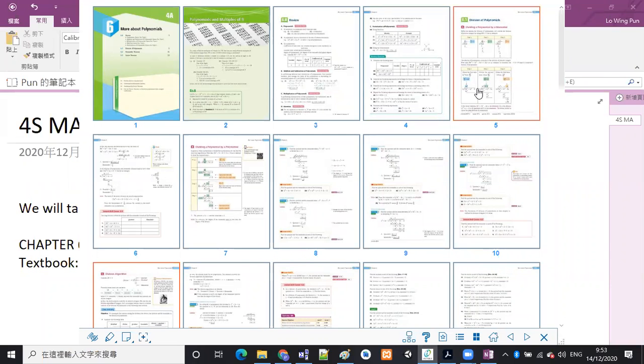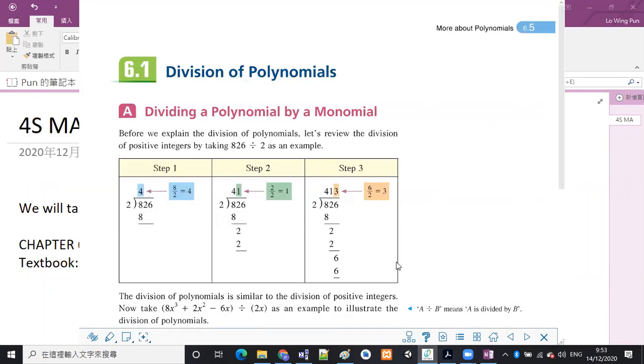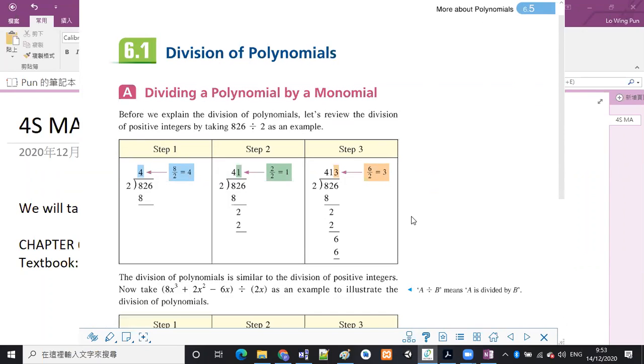So let's start from page 5. Page 5 is the first section in this chapter. This one is actually a very easy one. This chapter will be the easiest chapter in the DSE syllabus. That is what I think.